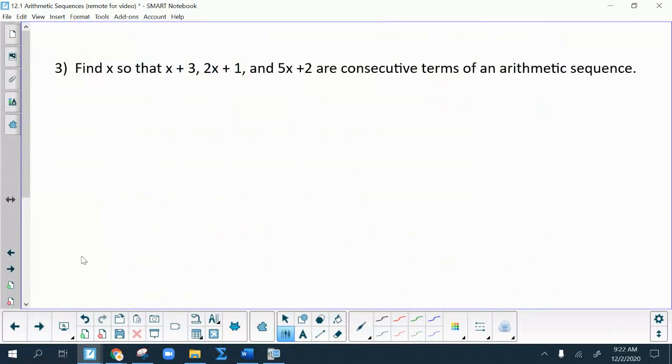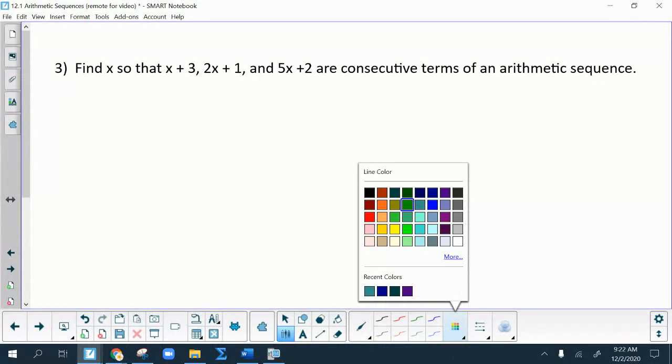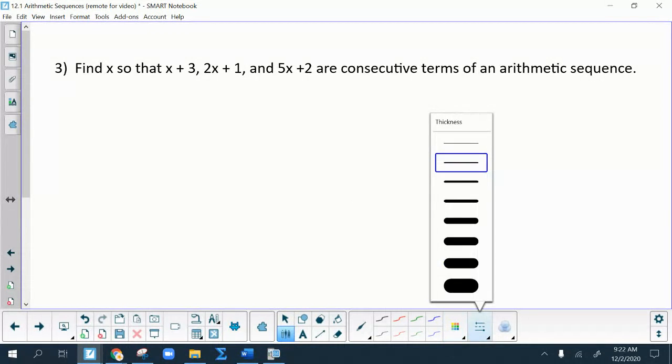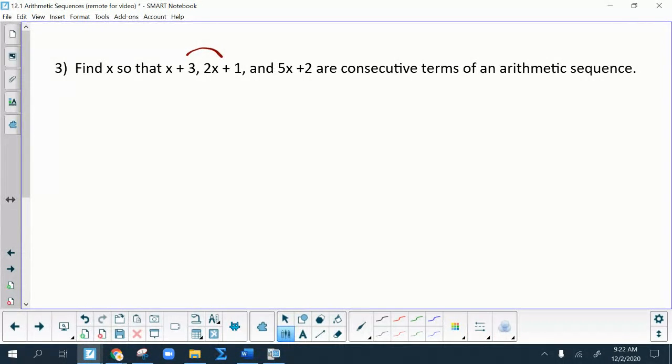All right, next. This one says find x so that x plus 3, 2x plus 1, and 5x plus 12 are consecutive terms in an arithmetic sequence. So I'm going to think about the fact that the common difference between each of these terms is supposed to be the same. So between the first two and the second two, I should have the same common difference. So if I find the common differences in terms of x, then I can solve for x.